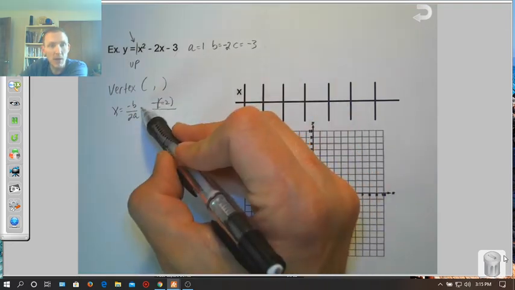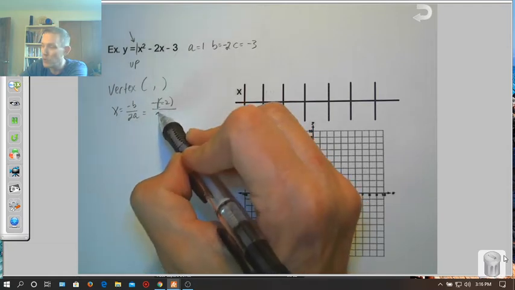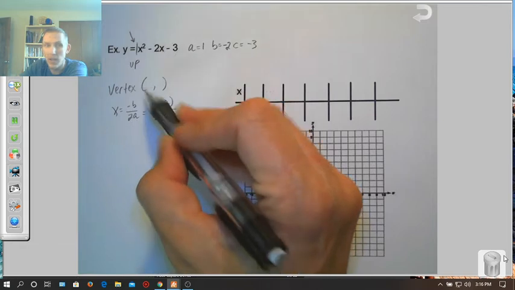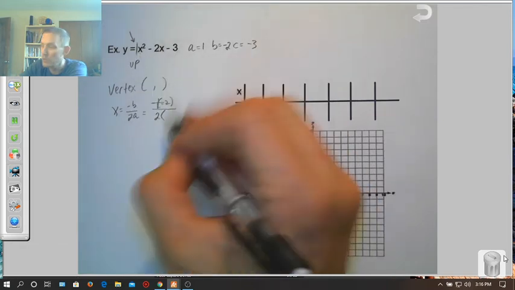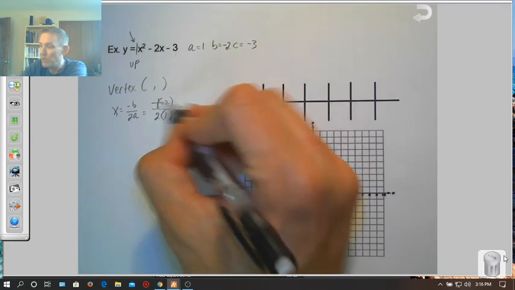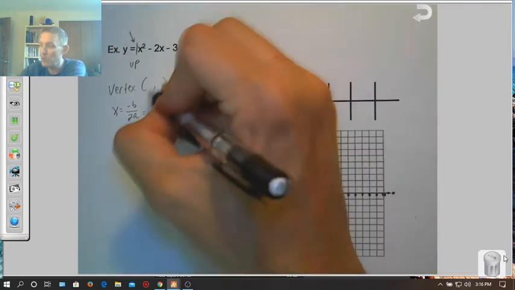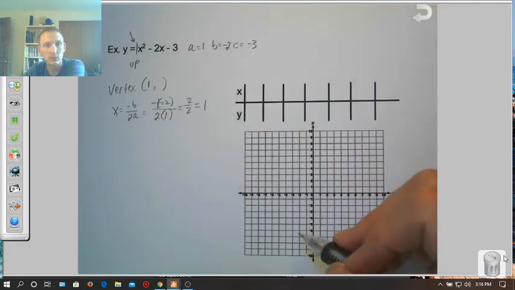The bottom of my fraction is 2 times a. So 2 times a. Well, a is 1. So that's 2 times 1. Well, I have 2 over 2. So the x value is 1. So I'm going to put a 1 right here.